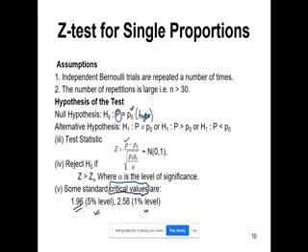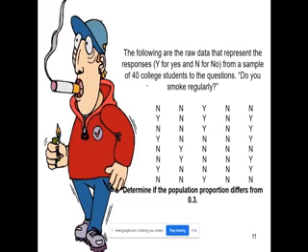So let us do one test on this, then it will be clear to us how this test works. The following are raw data that represent the responses, Y for yes and N for no, from a sample of 40 college students to the question, do you smoke regularly? Now this is very important: do you smoke regularly? Accordingly, some Y and N. Determine whether the population proportion differs from 0.3. 0.3 means 30%.